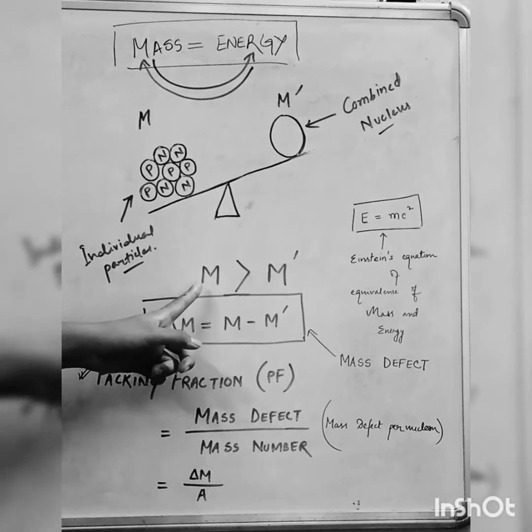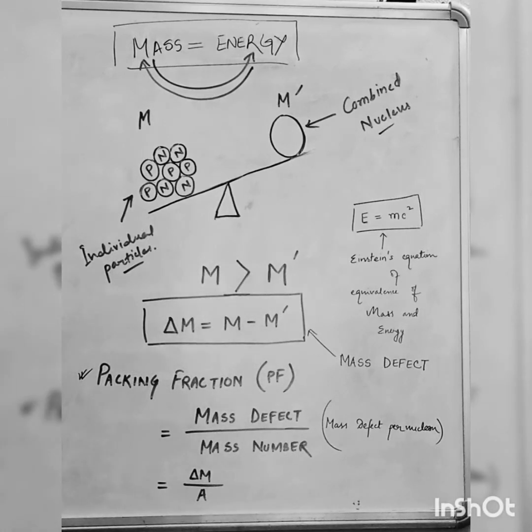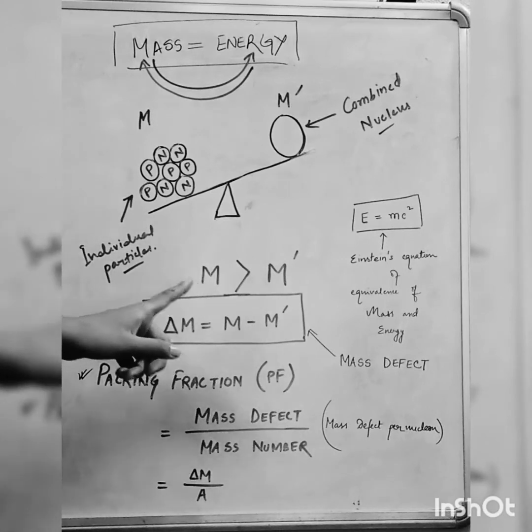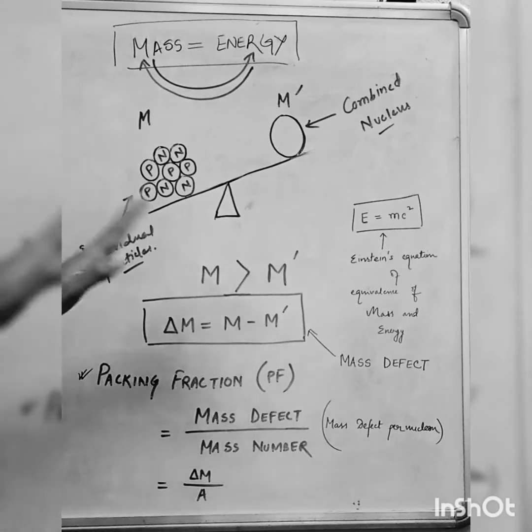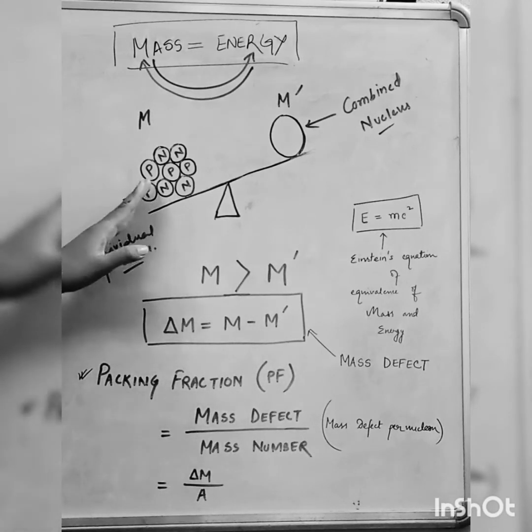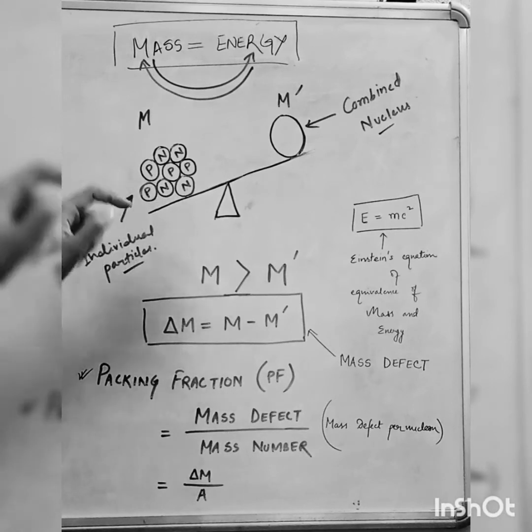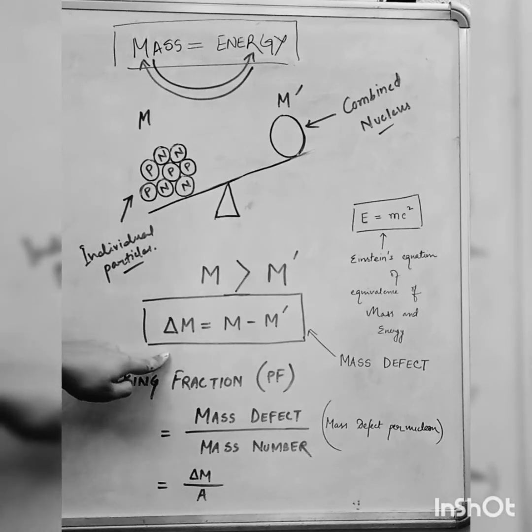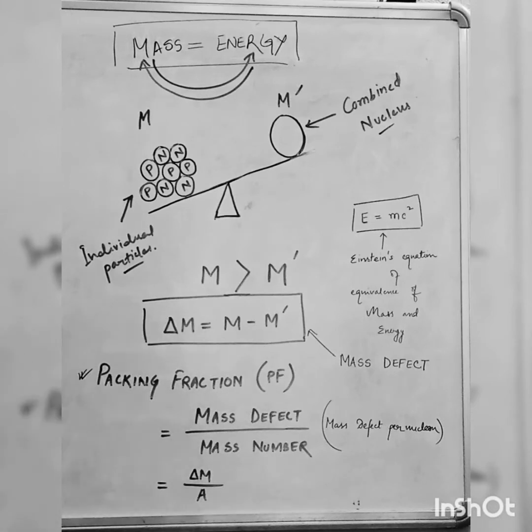So here what happens, m is always greater than m dash, and this difference between the rest mass of a nucleus and the sum of the rest masses of its individual constituent nucleons is known as the mass defect, which is denoted here by delta m. So delta m is equal to m minus m dash, which is known as mass defect.